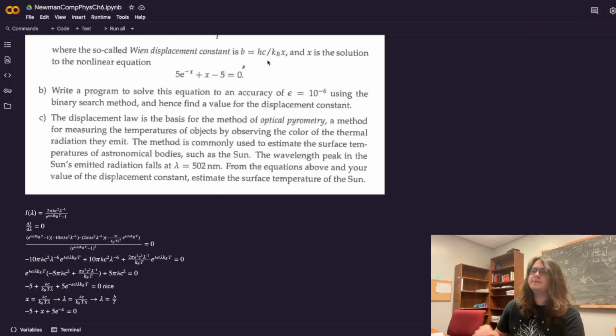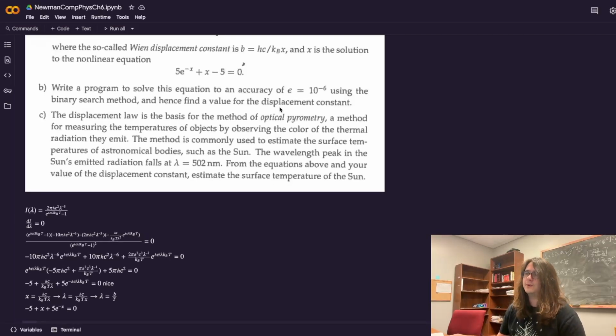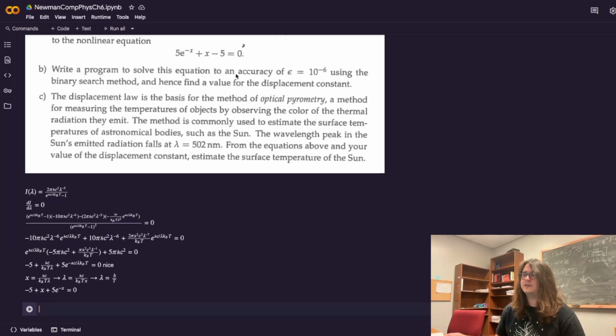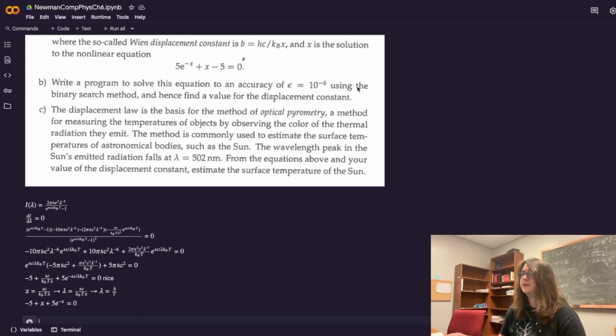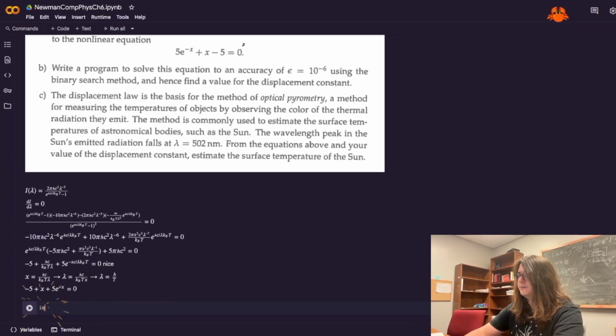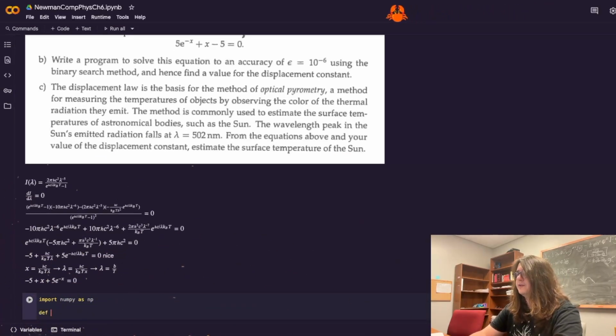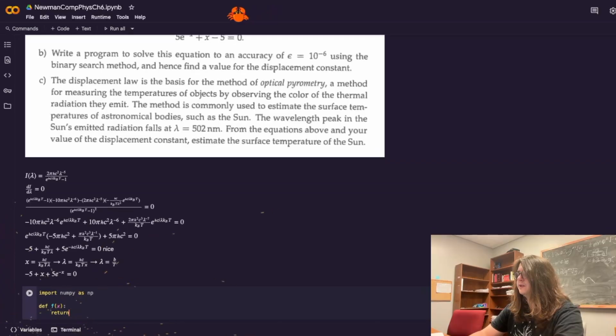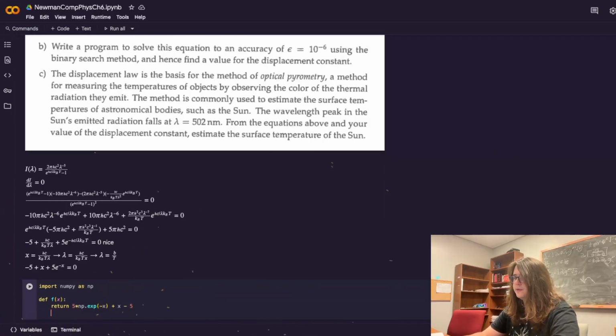So now we can get into the coding part of the problem, which is, again, to find the solution to this guy using the binary search method. And so I'm going to go ahead and import numpy as np, as always. I'm going to define a function f of x, where it's going to return the left-hand side of this equation up here. So it's going to return 5 times the exponent of minus x, plus x, minus 5, right?